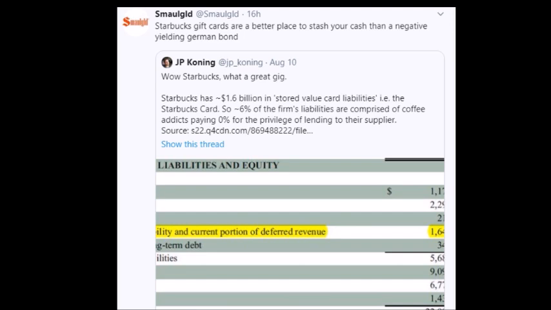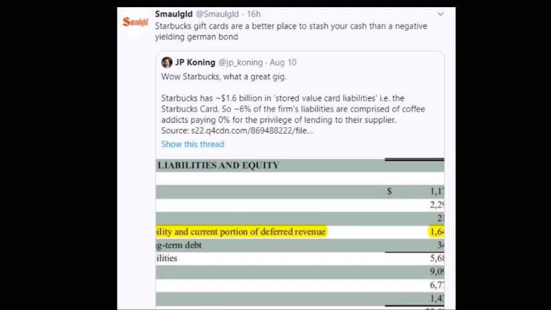It says Starbucks cards, 6% of the firm's liabilities are comprised of coffee addicts paying 0% for the privilege of lending to their supplier. Yes, indeed, it is a loan. You're extending a loan to Starbucks when you buy a $100 Starbucks gift card. Well, at least Starbucks isn't charging you any interest. So I suggest that Starbucks gift cards are a better place to stash your cash than a negative yielding German bond, Dutch bond, Swiss bond, or any other negative yielding bond.